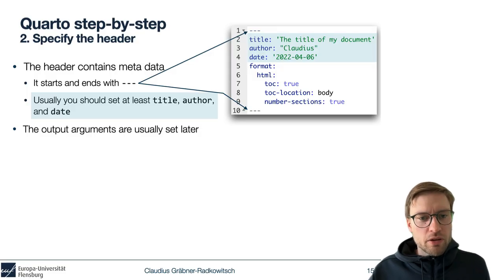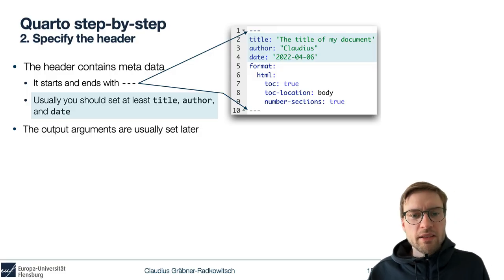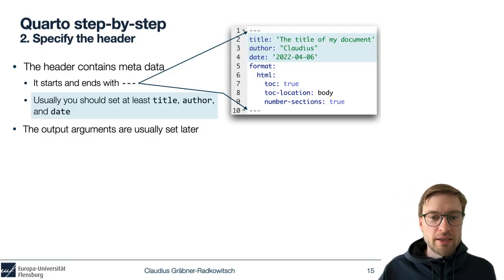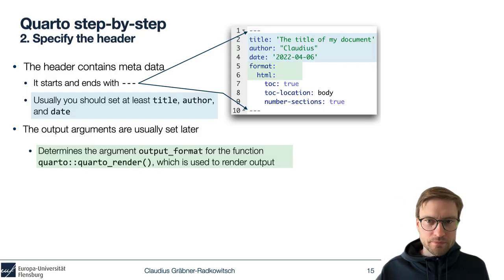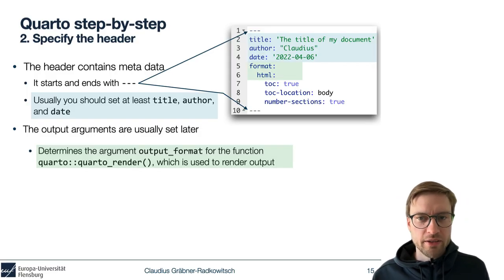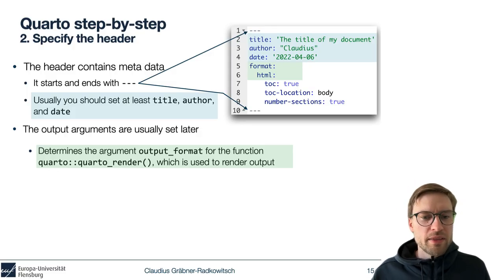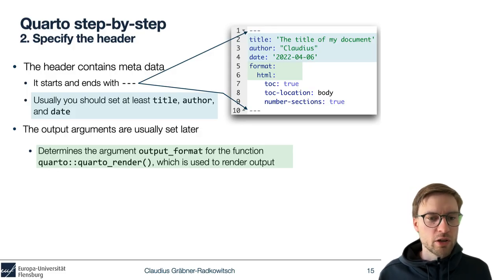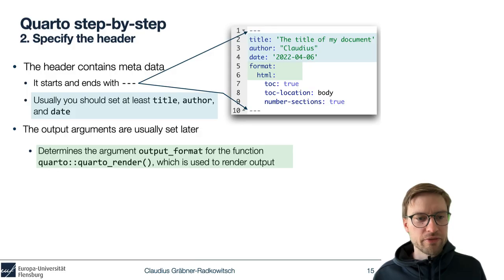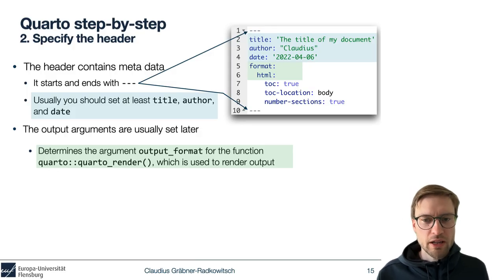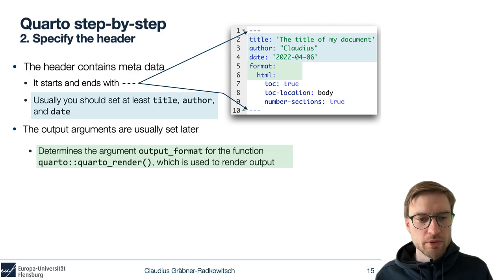The output arguments, like HTML in this case, are usually set later in the process or automatically when you render the document. The parts going after the keyword format determine the argument called output format for the function Quarto render. Quarto render is a function of the package Quarto, which is always called when you render output.